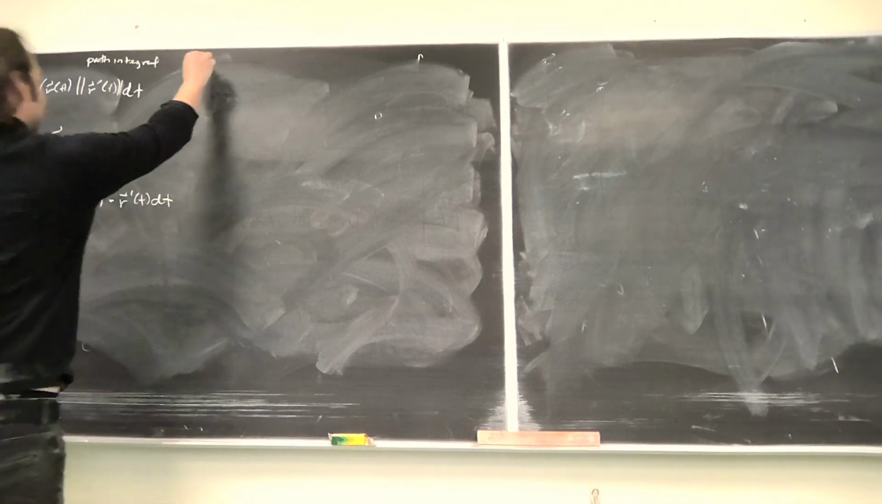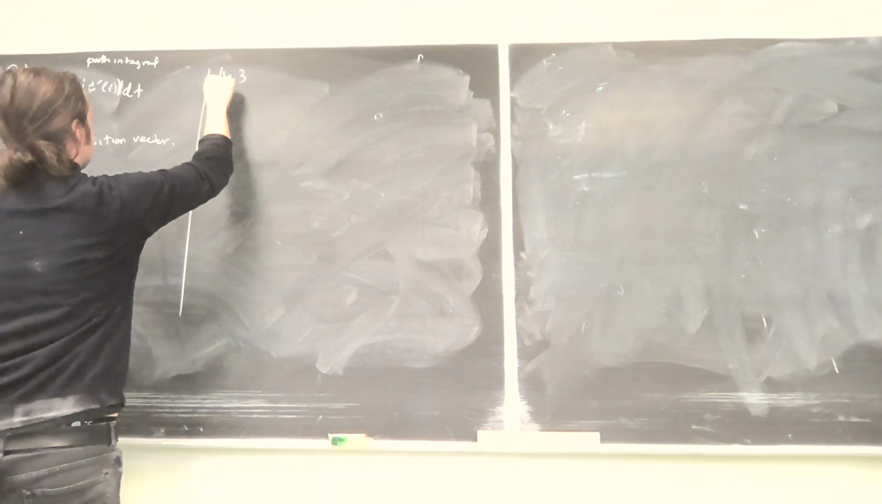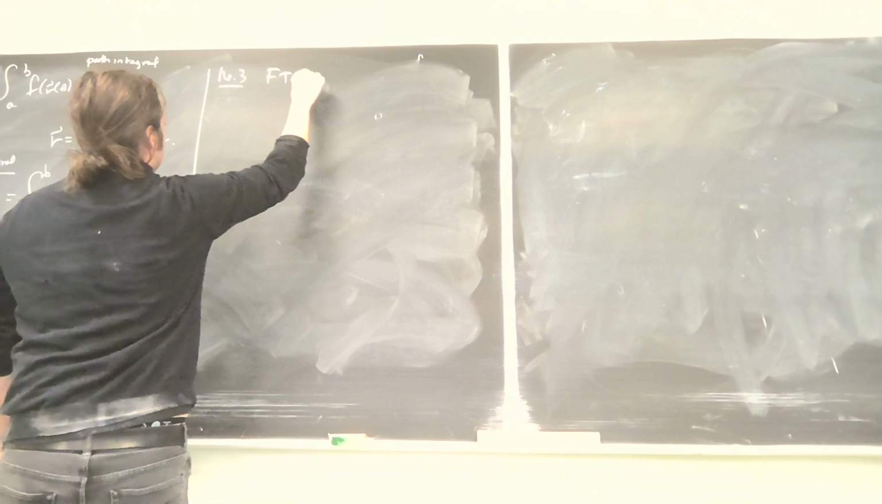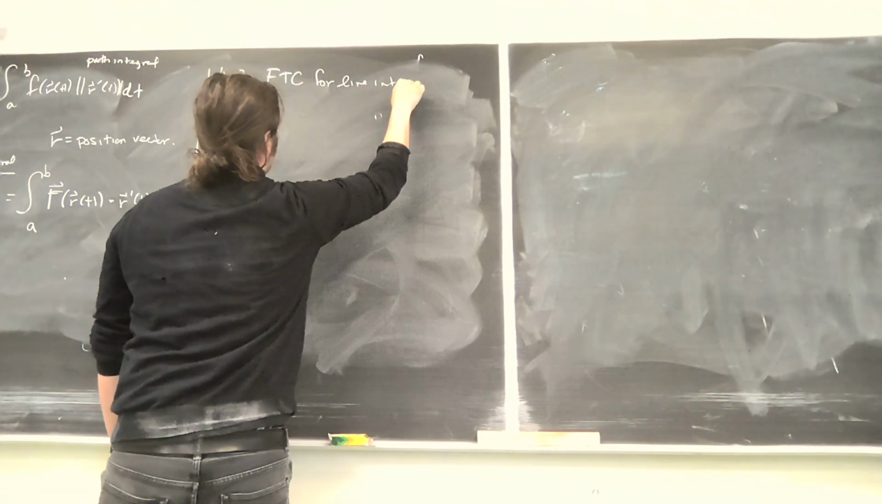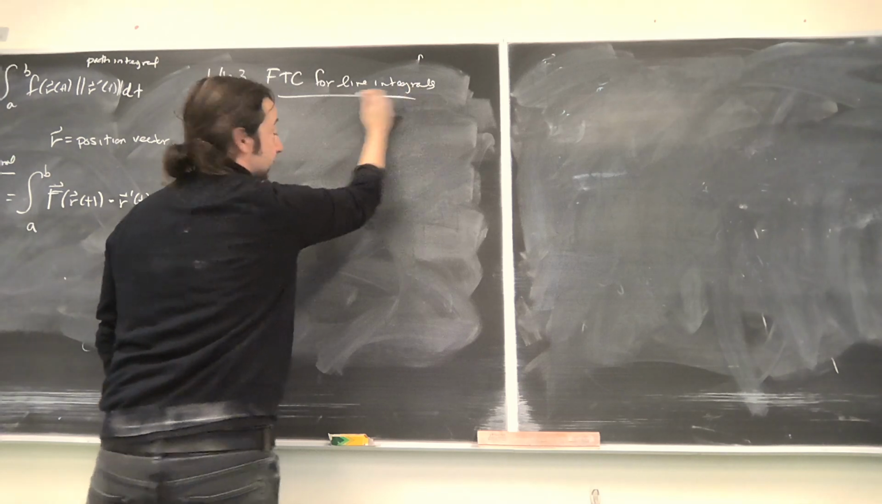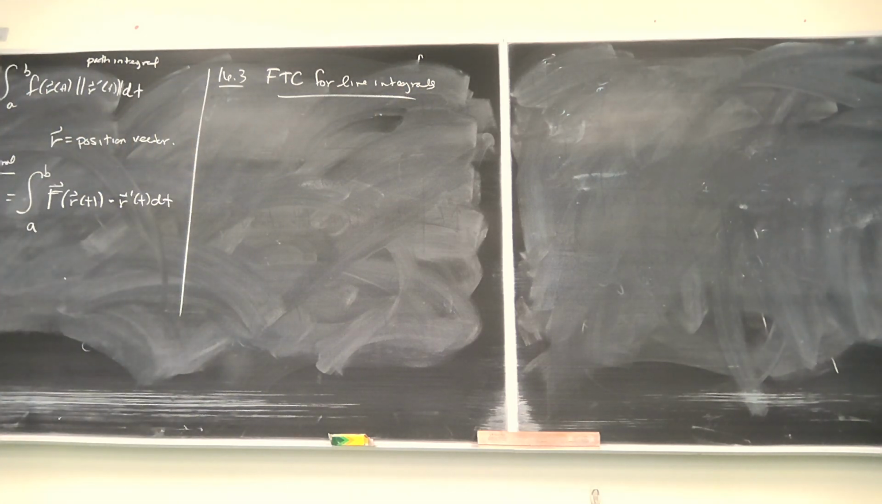Okay, so we're talking about 16.3 today, which is called the fundamental theorem of calculus for line integrals. What the fundamental theorem of calculus does for us in one variable is give us a quick way of evaluating an integral when I know the relationship between a function and its antiderivative.